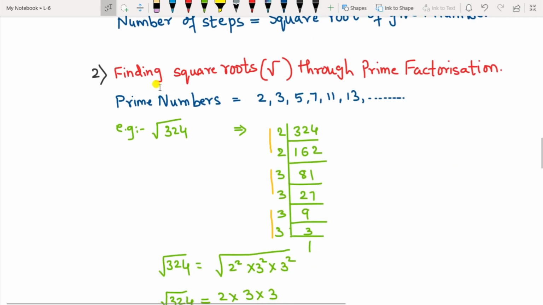The second property is finding square roots through prime factorization. Factorization means you have to split the number, and go on splitting. And what are prime numbers? Prime numbers are those numbers which are not a multiple of any other number, like 2, 3, 5, 7, 11, 13. All these are prime numbers. So we have to do the factorization by these prime numbers only. It is called prime factorization.